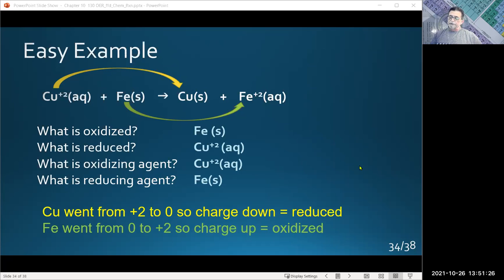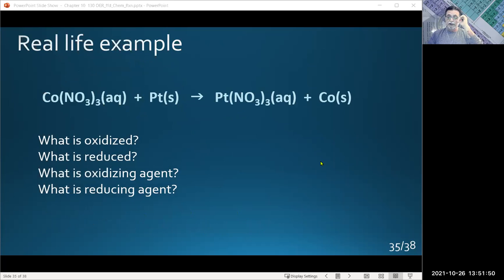What is reduced is the ion, in this case an ion, because they're showing you copper 2 plus. But it could have been copper 2 chloride, and we would answer the whole molecule. The oxidizing agent is copper 2 ion, and the reducing agent is iron itself. Well, here's an example.